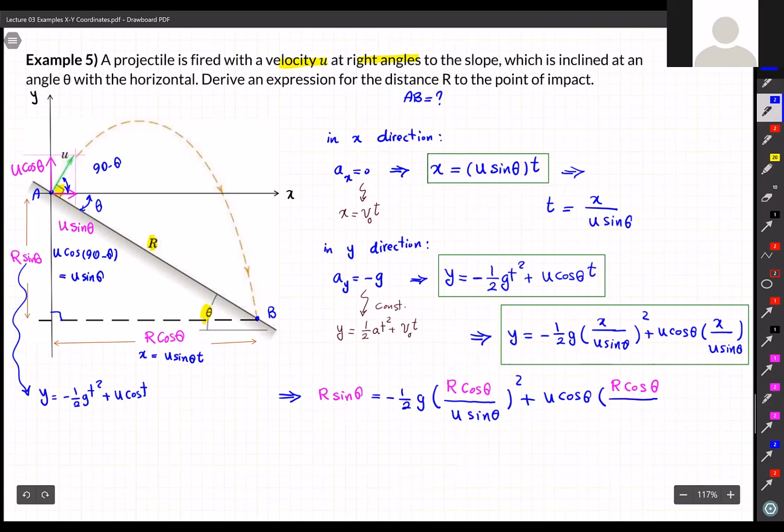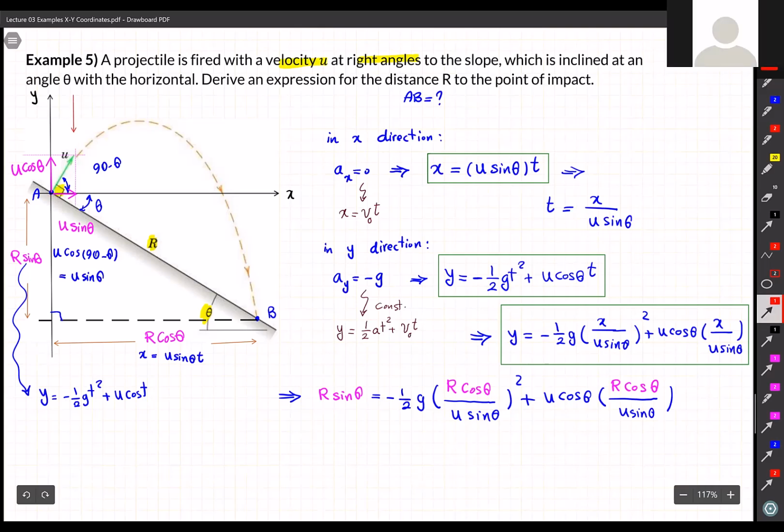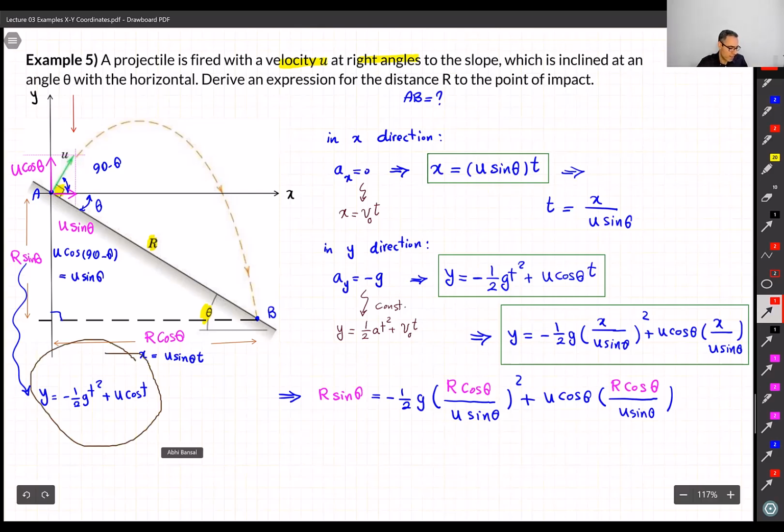Professor? Yes? On the left side, you've written r sine theta as y is equal to minus half g t squared plus u cos t. So why will it be minus g? Isn't it in the negative direction? So will it not be positive g? So in this equation, gravity is coming down. I'll actually mark that for you. Oh, yes, you're right. That's a very good point. So thank you, Abhi.